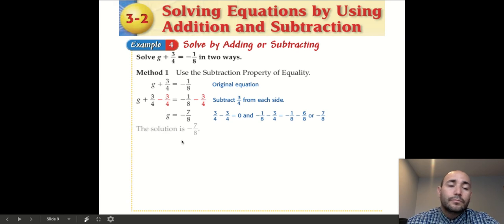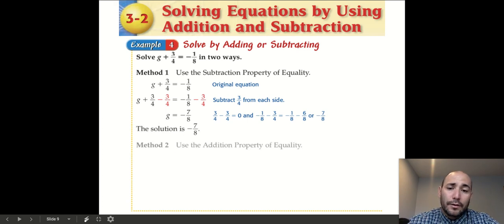Now, I need to check my answer. So I'm going to go ahead and check it. Oh, not going to check my answer. I'm going to use the addition property of equality. So there I used subtraction to solve the equation, but could I have used addition? And the answer is yes. So that's what we're going to do.